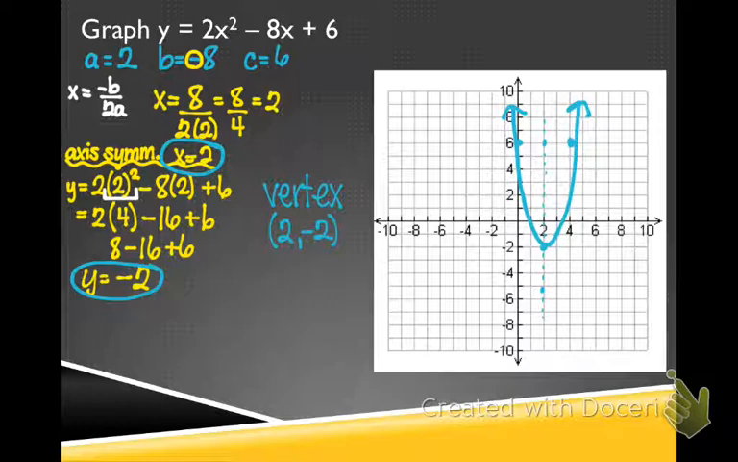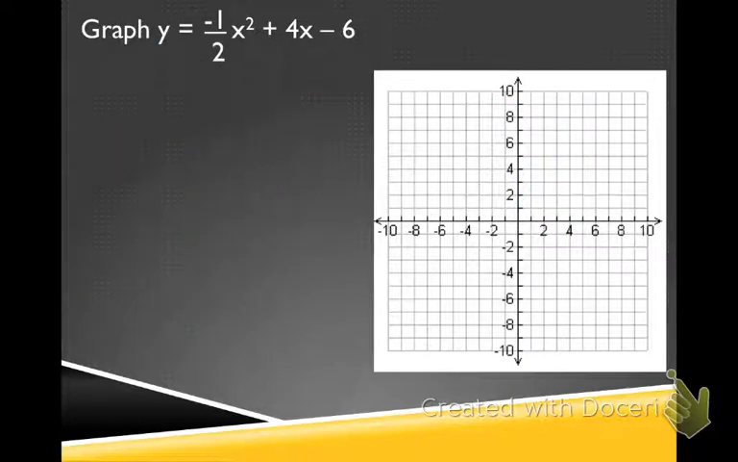Let's look at one more. y equals negative 1/2 x squared plus 4x minus 6. We need to start with our values. A is equal to, go ahead and try to think ahead of me a little bit here and make sure that you're doing what you're doing. A is equal to negative 1/2. What's B? You should have 4. And what is C? Because it's subtraction, it's going to be negative 6, not positive 6. That's super important. Watch your signs.